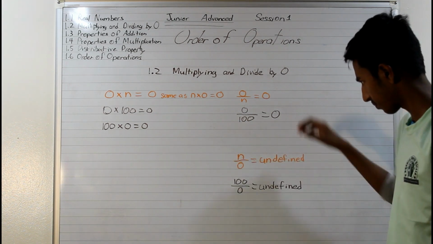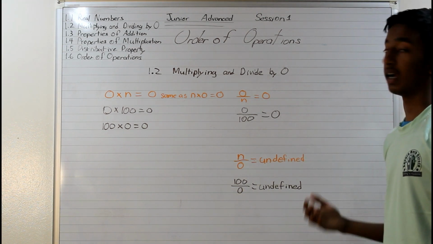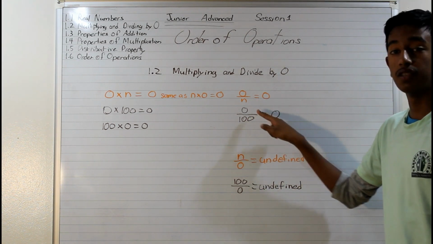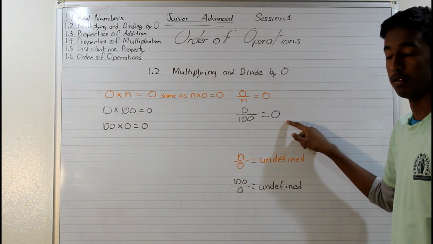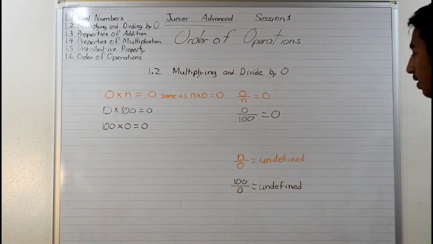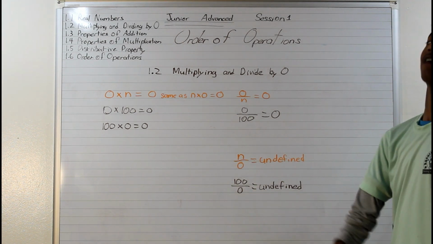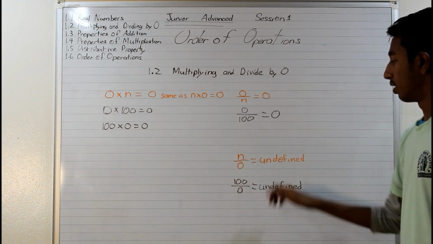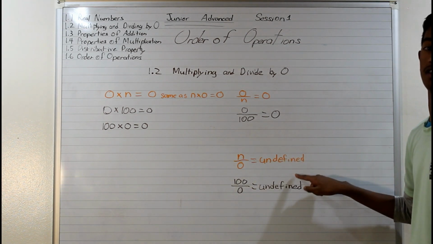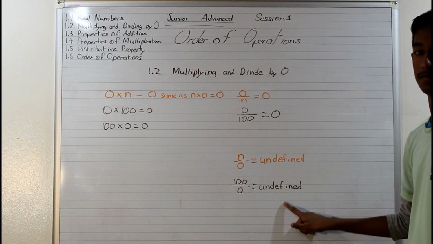Always true. Next, for division, if you do 0 divided by any number n, it is still 0. 0 divided by 100 is still 0. 0 divided by 200, still 0. No matter what, still 0. Now, the last case is what happens when you take a number and divide it by 0. As shown here, any number n divided by 0 is always undefined. 100 divided by 0 is always undefined.